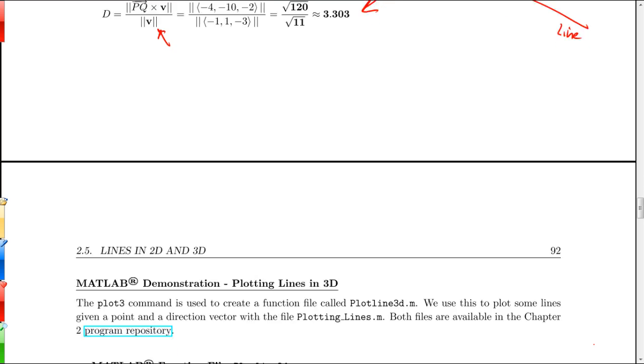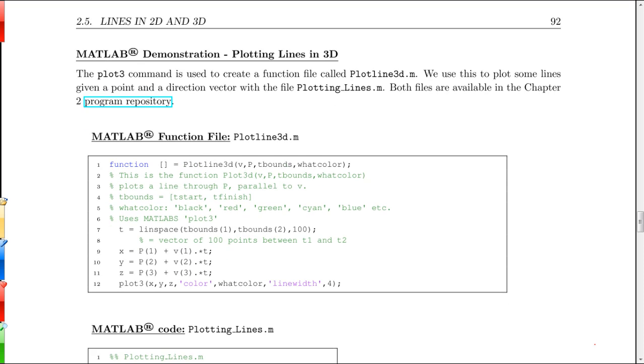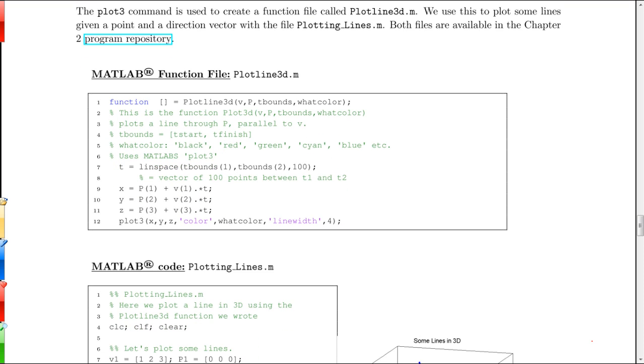I'm going to show you a little bit of Matlab stuff for plotting lines in 3D. And it starts with this function. Both of these, the function file here and then the program that uses it, are both in the Chapter 2 repository. I recommend that you open both of them up. The function file is plotline 3D. The program is plotting lines. So we'll take a look at this function file first. It basically plots a line in 3D. And you just send in the direction vector, a point that the line goes through, some t bounds.